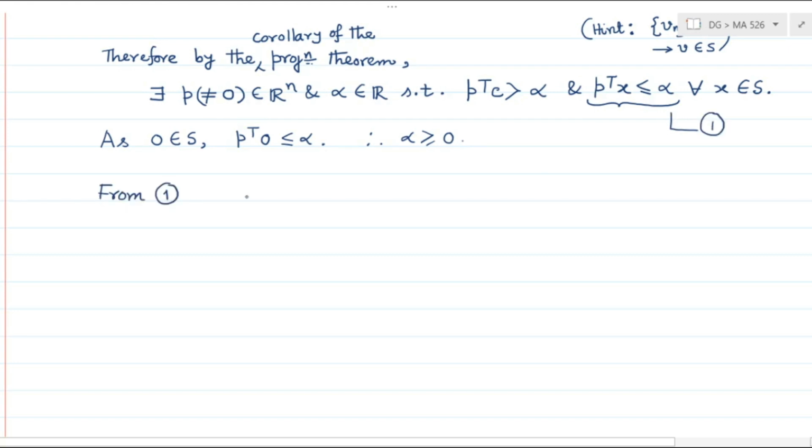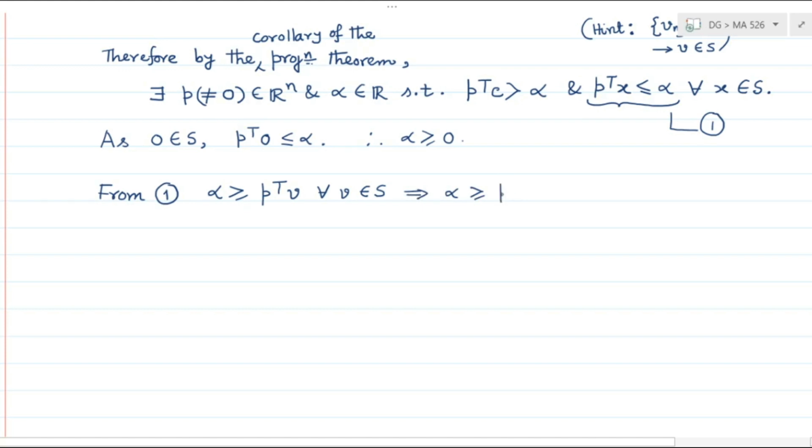From 1, not only do we have alpha greater than or equal to 0, but also from 1 we have the following. We note that alpha is greater than or equal to P transpose X, or P transpose V. Generic elements of the set S are considered to be V. So here, P transpose V for all V belonging to the set S.